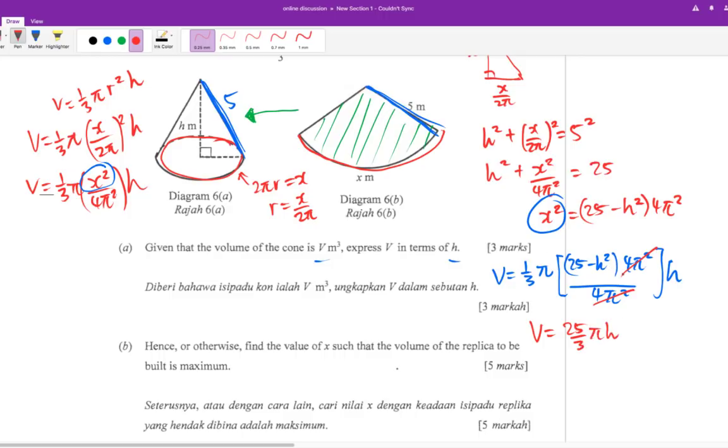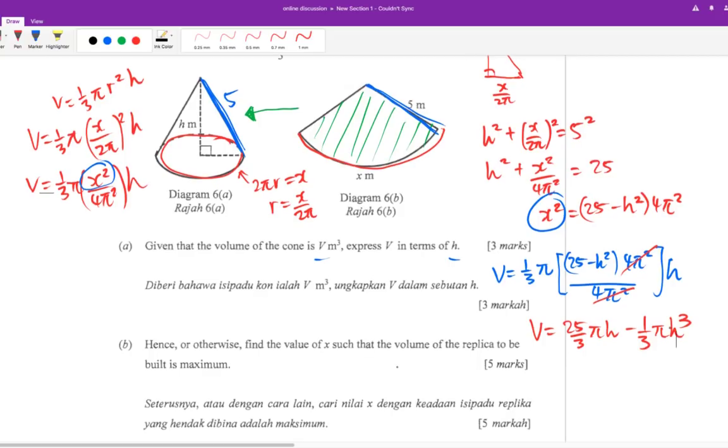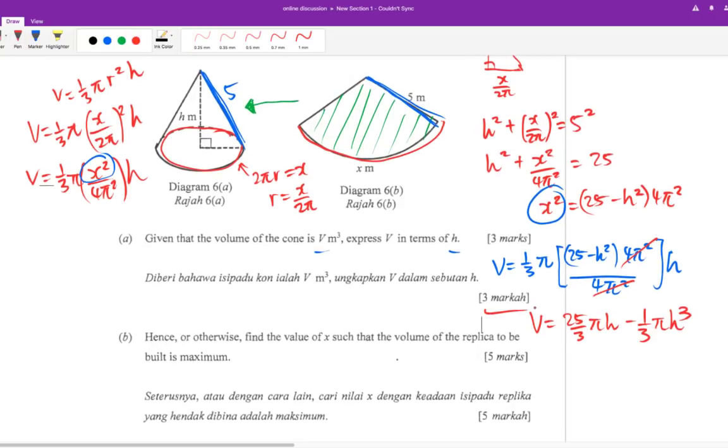1 over 3 pi minus this one should be negative 1 over 3 pi h cubed. Alright, this is how I get the first 3 marks, by doing a substitution. Hence or otherwise, find the values of x when the volume of the vessel to hold is maximum.